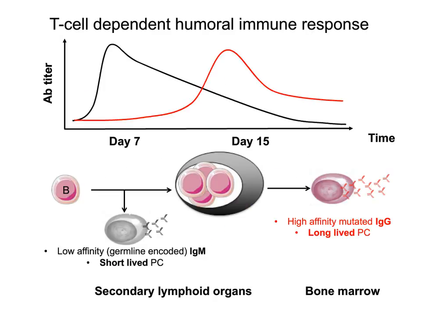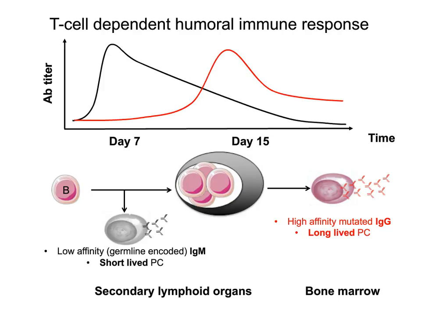Importantly, to be fully protective, the T-cell-dependent humoral immune response needs to generate two waves of antibody. The first wave comes from short-lived plasma cells that have differentiated outside the germinal centers and that will produce low-affinity IgM. But to be fully efficient, the humoral immune response needs also to produce high-affinity mutated IgGs that are produced by long-lived plasma cells, and these cells can only differentiate inside the germinal centers.